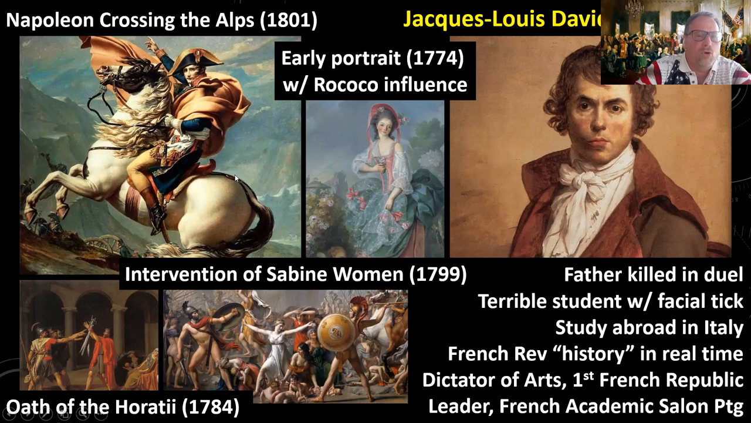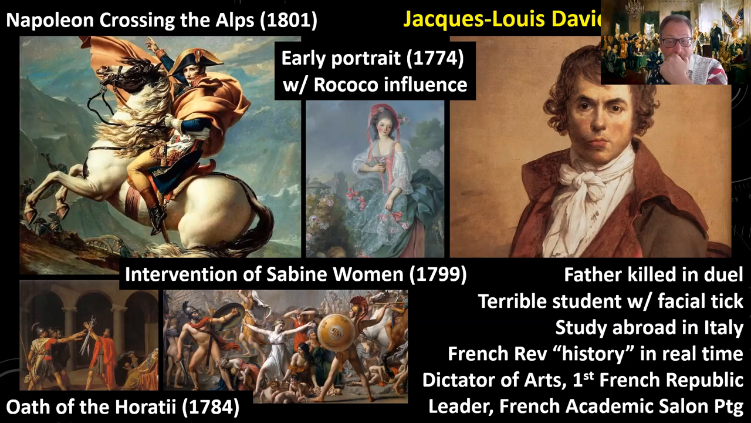So he's going to come up with the Oath of the Horatii as is. And here, his father is killed in a duel, which is quite a common way of dying, actually, in the neoclassical period. If someone upsets you, you don't generally go to court. You go and you actually have a duel. He is a terrible student, and he's got a facial tic, and he's so worried about being bullied that he often just skips going to school.